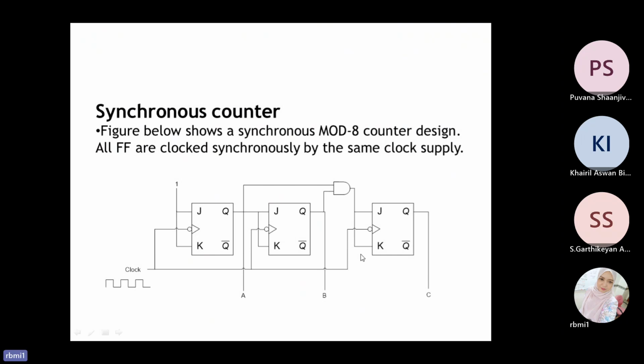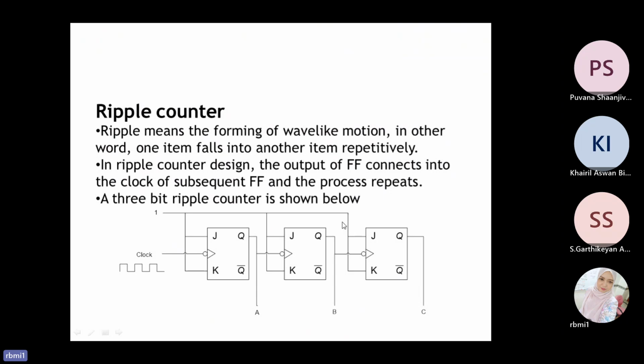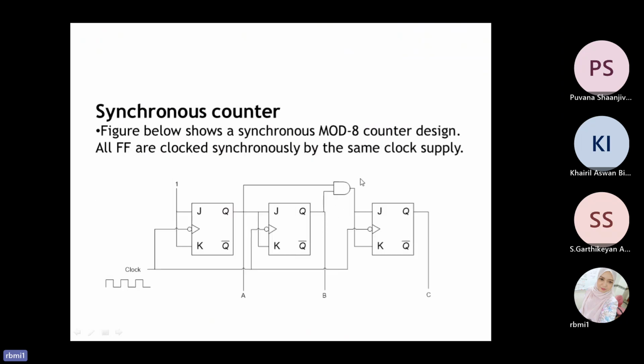Another difference here is that there are AND gates in the synchronous counter. Commonly, we use the synchronous counter in applications that require high-speed counting, such as digital signal processing, communications, and data acquisition.